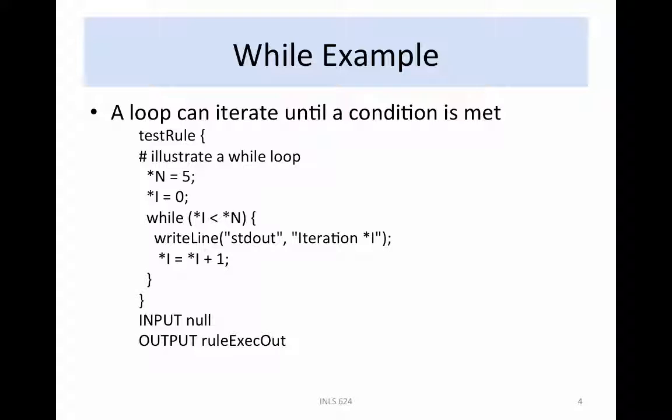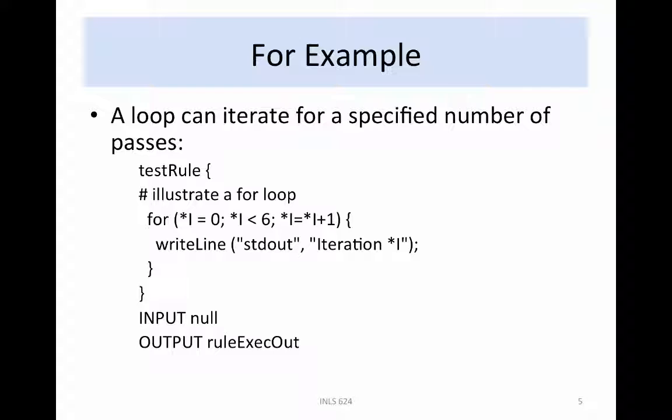In the example, we set a workflow variable $in to the value of 5, and we initialize a counter $i to 0. We then execute a while loop testing whether the counter $i is less than $in. Within the while loop, we write out the iteration number and increment the counter. The while loop executes 5 times.